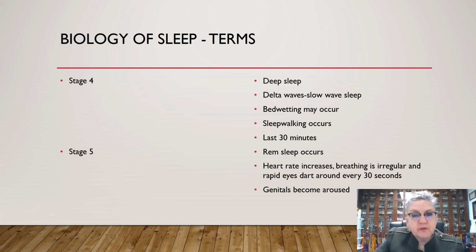Stage 5 or REM sleep occurs. Again, the heart rate changes, breathing becomes irregular, there is rapid eye movement, and muscle tension develops so that they don't move around. Again, we'll talk about how that happens when we get into the more normal and abnormal sleeps. And also the genitals become aroused during stage 5.